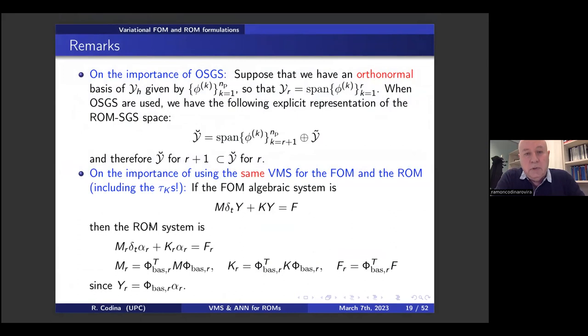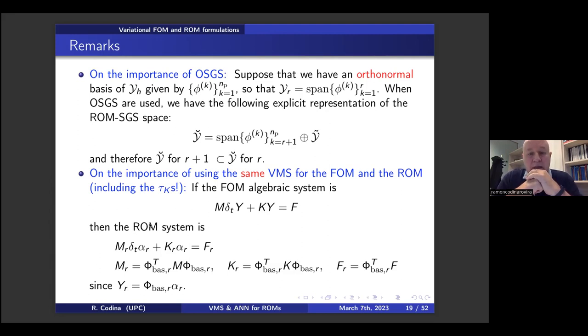It's very simple. If we have orthogonal subgrid scales, we can have an explicit representation of a space, Y tilde, which is the space of subgrid scales for the ROM model. Why? Because if Y tilde is orthogonal to Y_R, the representation we have is this one written here. Remember that the basis functions are already orthogonal. Therefore, the orthogonal to the space Y_R is the space spanned by the functions that we have left aside, plus the orthogonal to the finite element space. And precisely the orthogonal to the finite element space is the space of subgrid scales, Y tilde. Okay. So this is the first remark. We have that explicit representation in the case of using orthogonal subgrid scales.